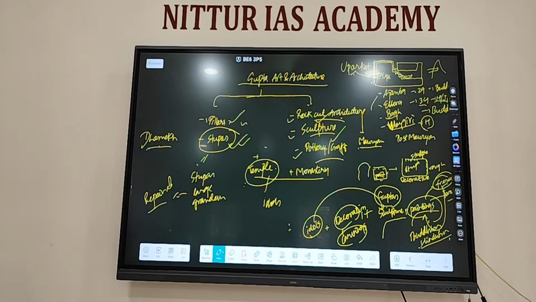Udayagiri we have not written, no? Fifth one, you write down: Udayagiri caves. Fifth cave. A total of 20 caves are found in Vidisha, Madhya Pradesh, adjacent to Bhopal.